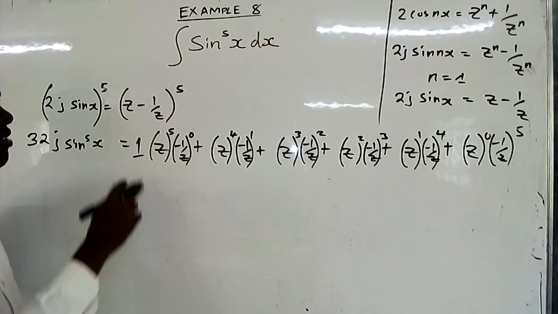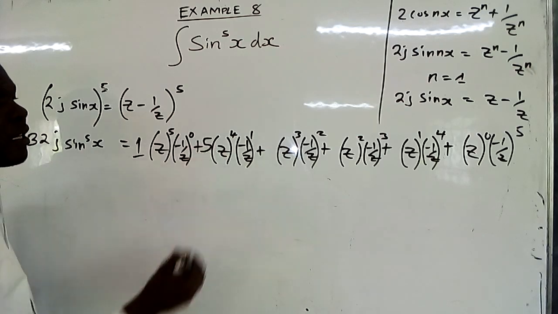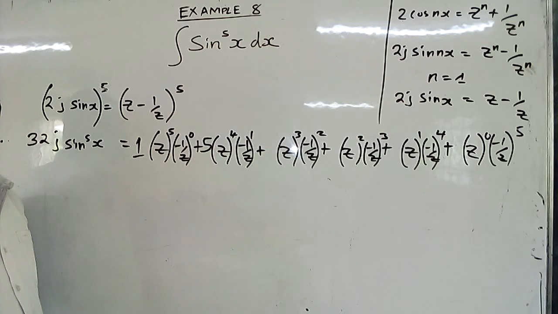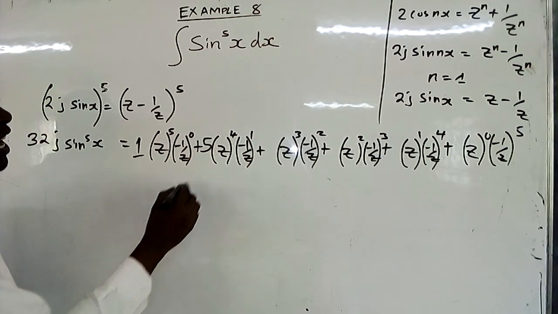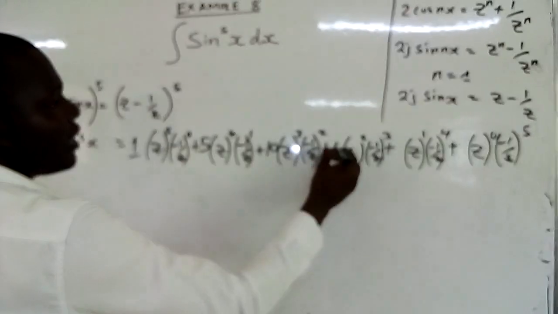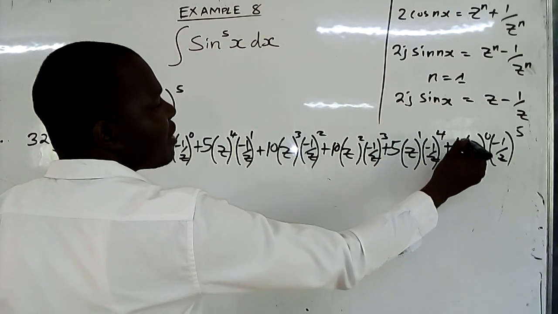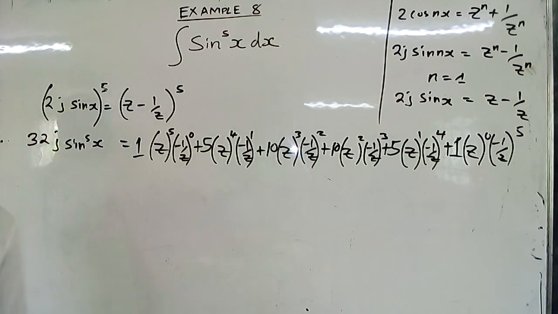That is 5 combination 0 is 1, isn't it? 5 combination 1 is 5. 5 combination 2? What is 5 combination 2? 10. Then 5 combination 3? 10. 5 combination 4? 5. Then 5 combination 5, 1. Isn't it? Then we simplify.